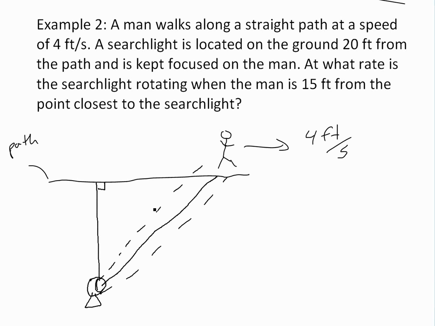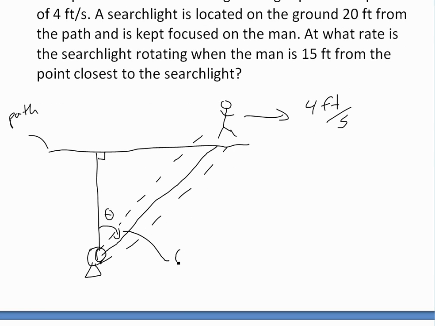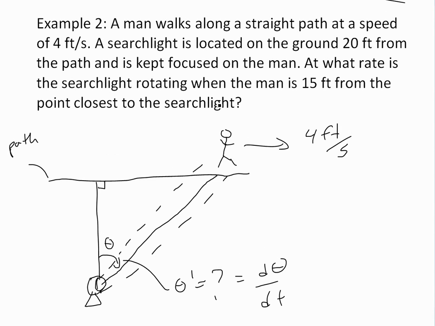And it's focused. At what rate is the searchlight rotating? So basically it has to rotate because it's stuck on him the whole time when he walks. So at what rate is it rotating? So we want to know what theta prime is equal to. Basically it's d theta over dt. This is another way of writing it.